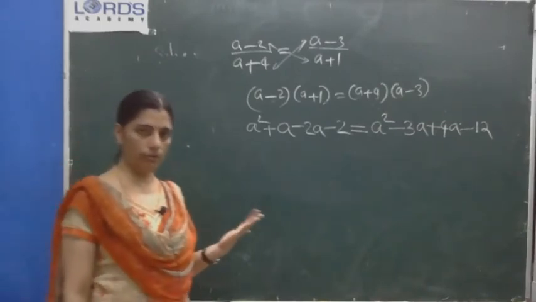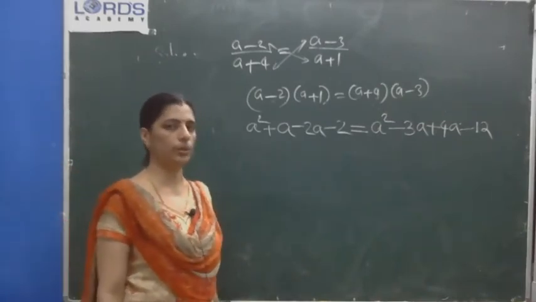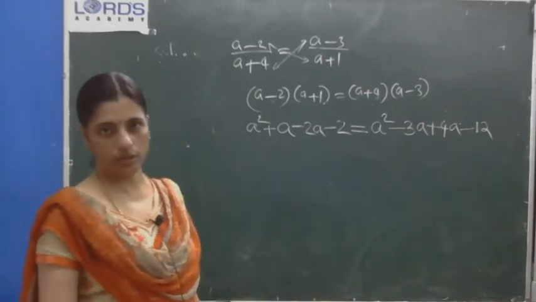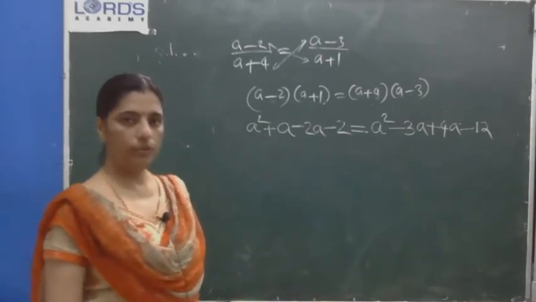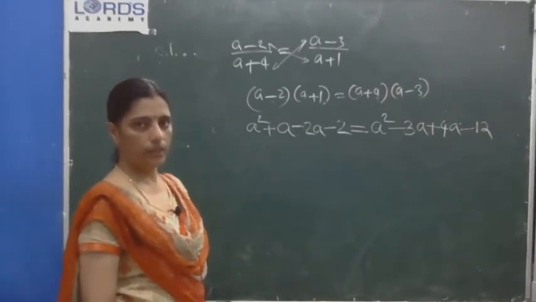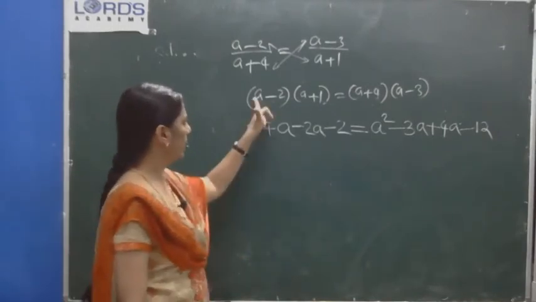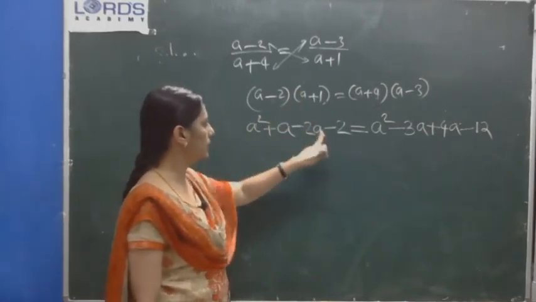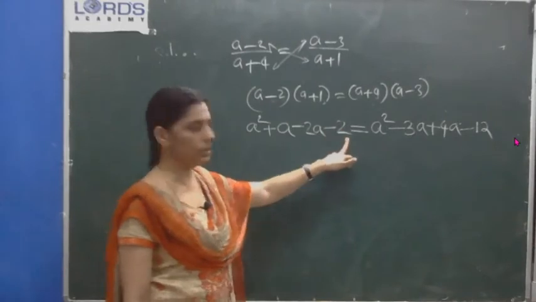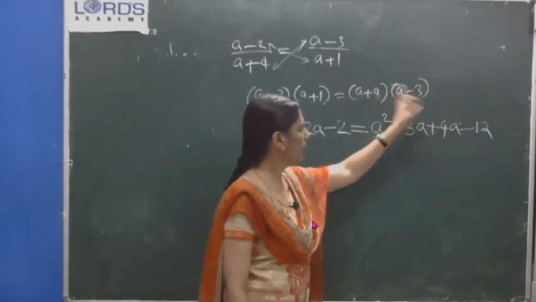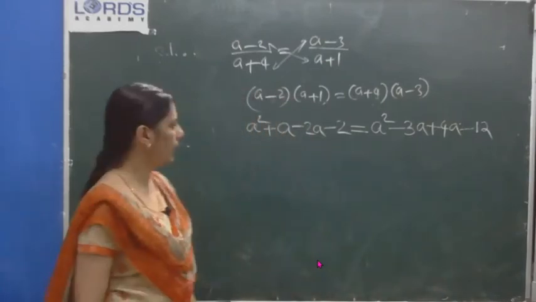Without the support of the board, you try to do in your notebook and see whether yours and mine are both okay or not. You can use the board for reference. You try to do because you have studied last year. Term by term multiplication and all. A into A square. A into 1, A. Negative 2 into A, negative 2A. Negative 2 into plus 1, negative 2. A into A square. Negative 3A. 4A. Negative 12. Okay.